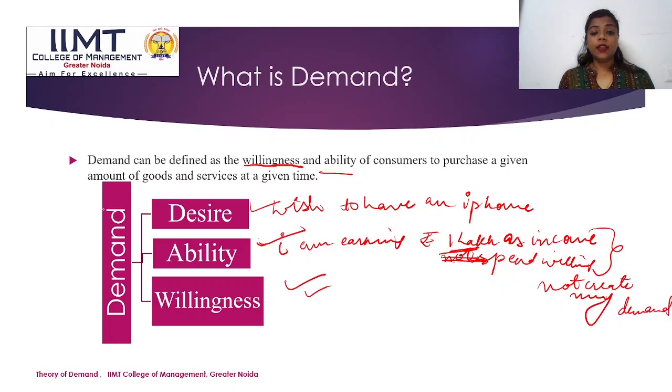So, to create a demand, I must be willing. My wish should be to have an iPhone, and my ability should be that I can afford an iPhone and I am ready to purchase it. I am ready to spend rupees 1 lakh on the purchase of this iPhone. So this will create my demand. If any of these elements is missing, it will not create my demand.